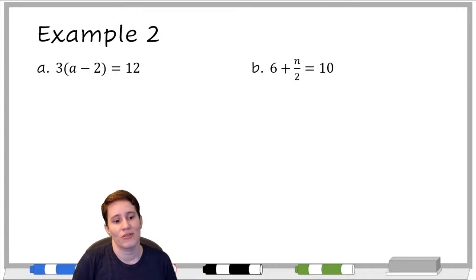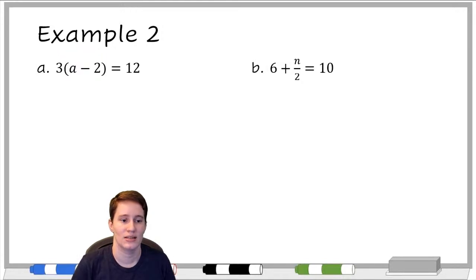So if I have 3 times (a minus 2) in parentheses equals 12, and I want to solve this, there are 2 ways I can go about it. One of those is using the distributive property, which you probably learned in pre-algebra. That's where you say this 3 is multiplying a and negative 2. They're both going to get that 3, so you multiply them both, and then you don't have to have the parentheses anymore. That's one way to do it.